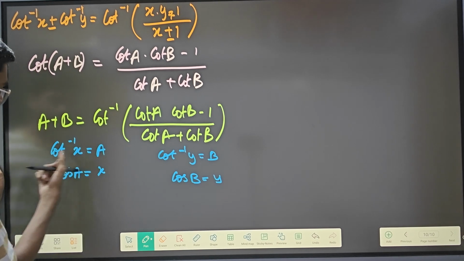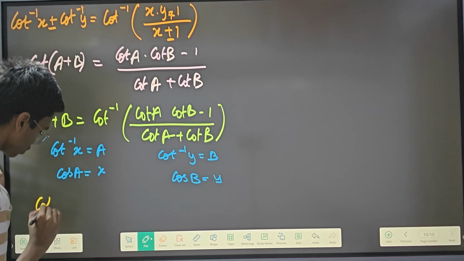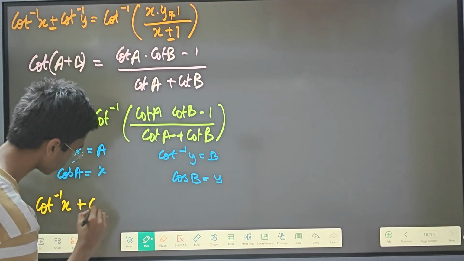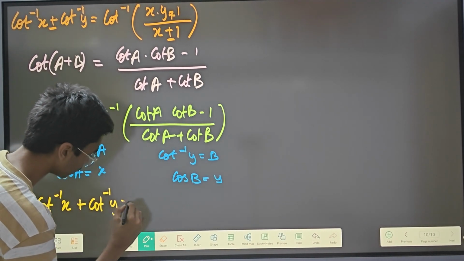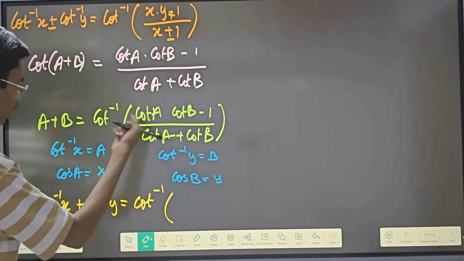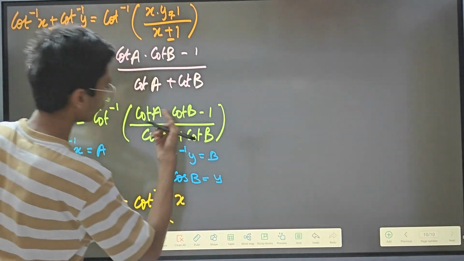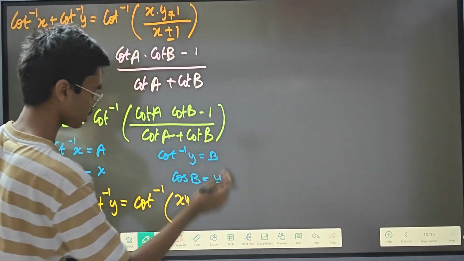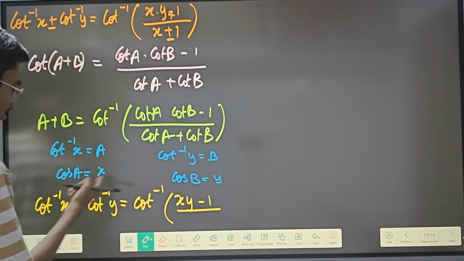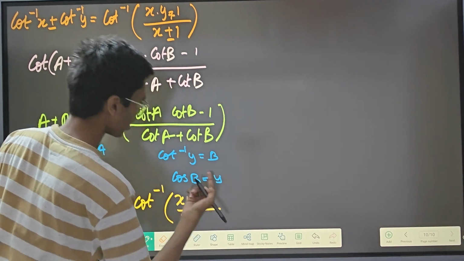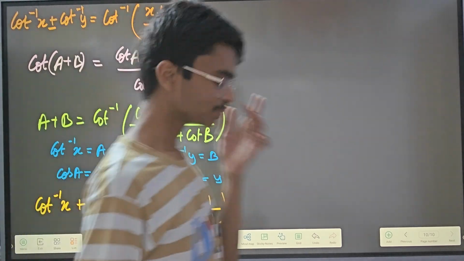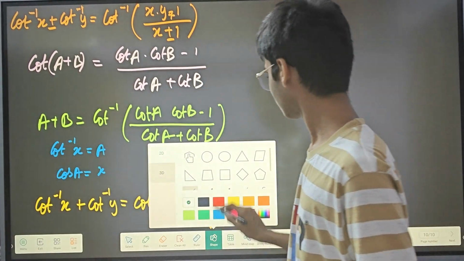So a, what is a? It is cot inverse of x. Then what is b? b is cot inverse of y. So cot inverse of x plus cot inverse of y is equal to cot inverse of, what is cot a? Cot a is x. What is cot b? Cot b is y. This is minus 1 whole divided by cot a plus cot b. Cot a is x, cot b is equal to y. You have got this.